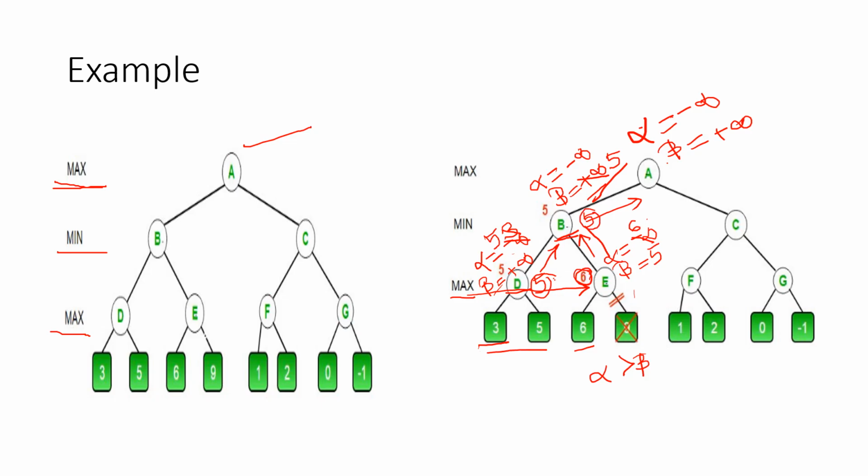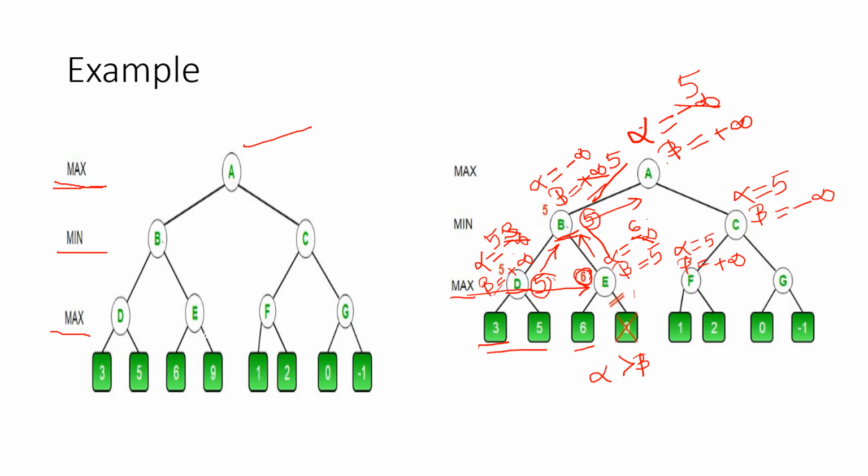So here A is a max node. So it will always update alpha. So alpha and 5 will be compared. Which one is maximum? 5 is maximum. So it is updated to 5. So this alpha and beta value go downwards. Here alpha is equal to 5 and beta is equal to plus infinity. Again it is going downwards, alpha is equal to 5 and beta is equal to plus infinity.